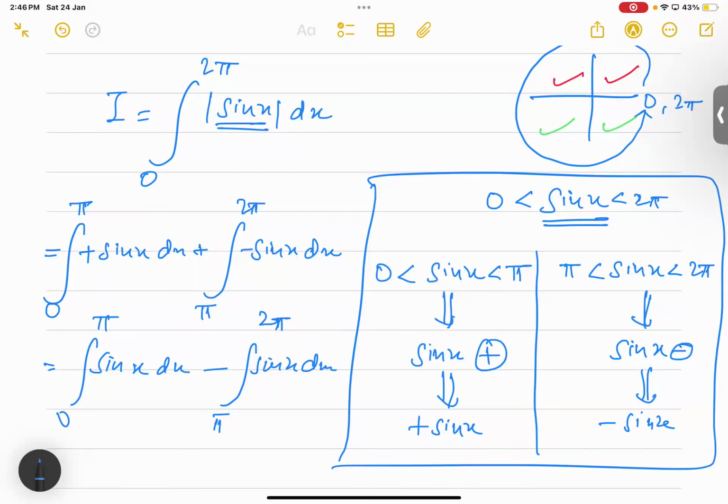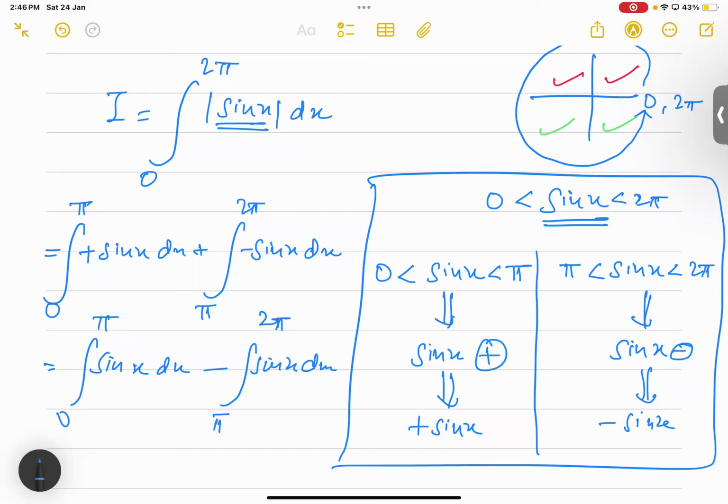No, cos 180 is cos 360 also. Who made the mistake? cos 180 is -1, cos 360 is 1, so minus 1 plus 1 equals 0... Guys, what is the answer?